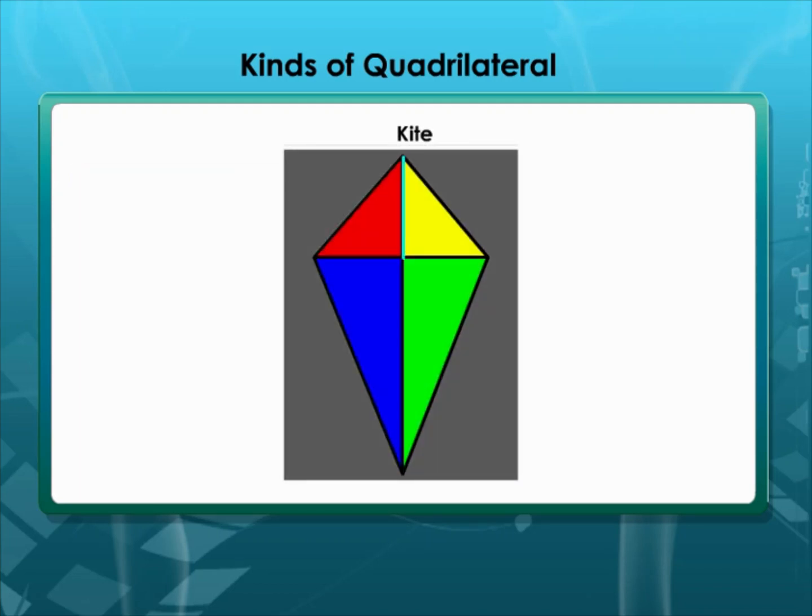The next is kite. Kite is a special kind of trapezoid. Its diagonals are perpendicular and cross at the midpoint of one of them. A kite is a quadrilateral. It has 4 sides. There are exactly 2 distinct consecutive pairs of sides of equal length.